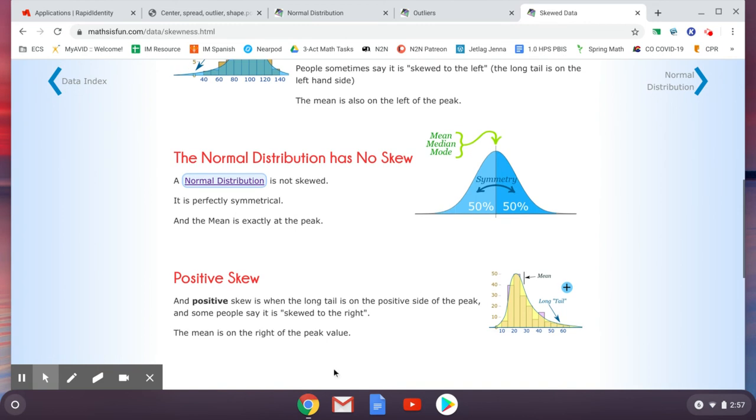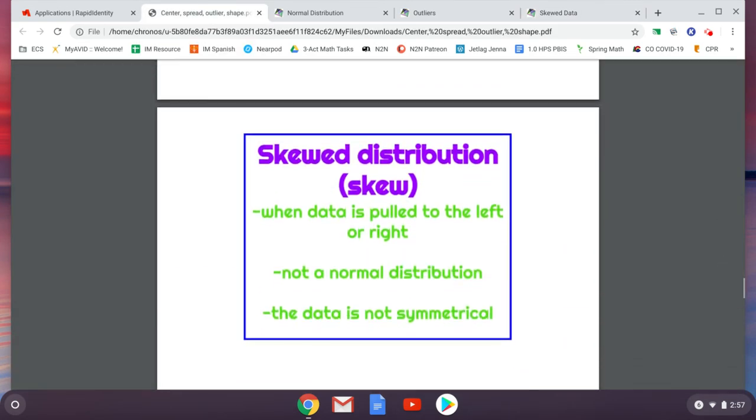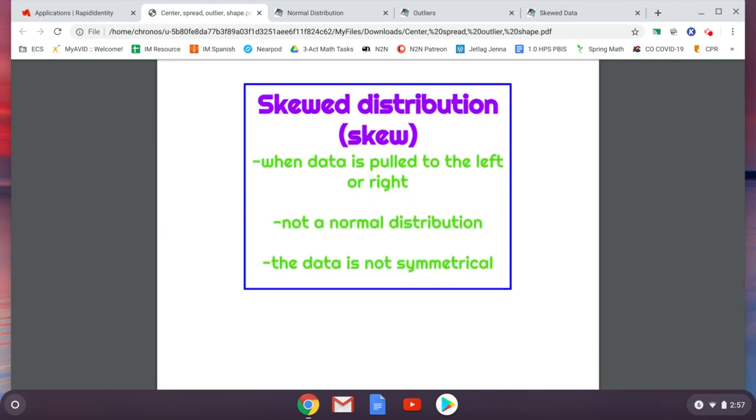And then we can look at this other one, the positive skew. That's where we have the long tail pulling the data over here to our right side. It's called a positive skew or skewed to the right. So I'm going to go back to my slide, and I've got one more definition for you to write into your glossary. Skewed distribution: when data is pulled to the left or the right. It's not a normal distribution, and it does not have symmetry.